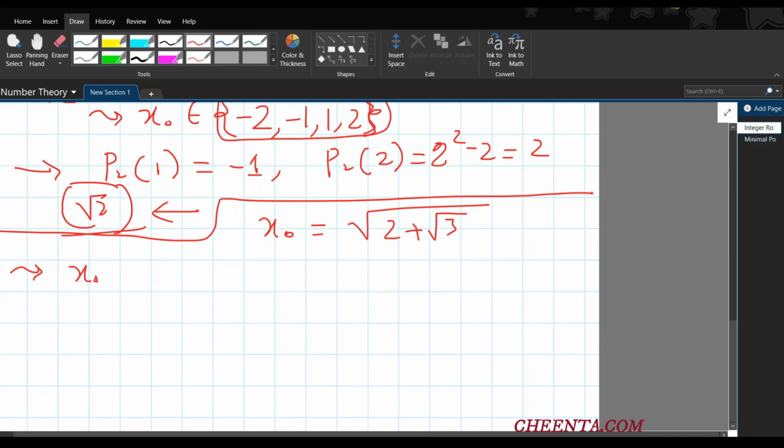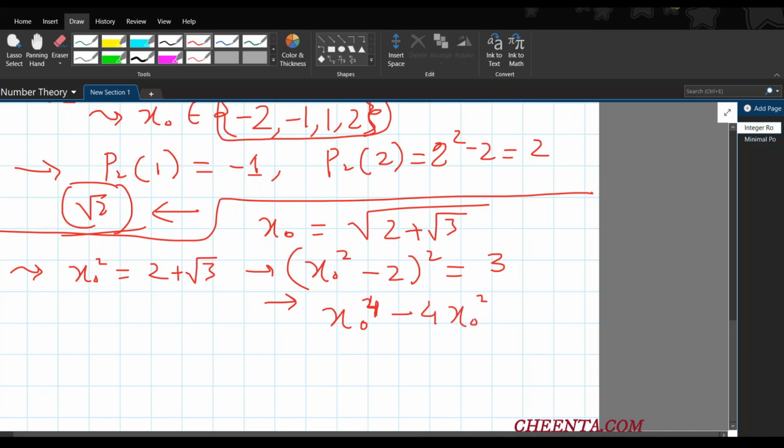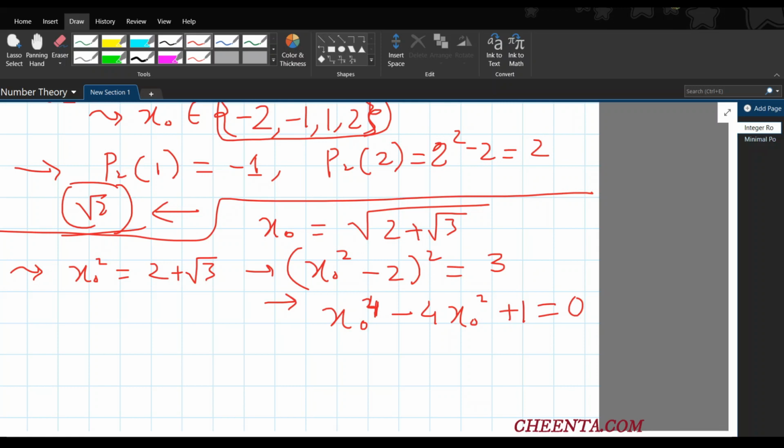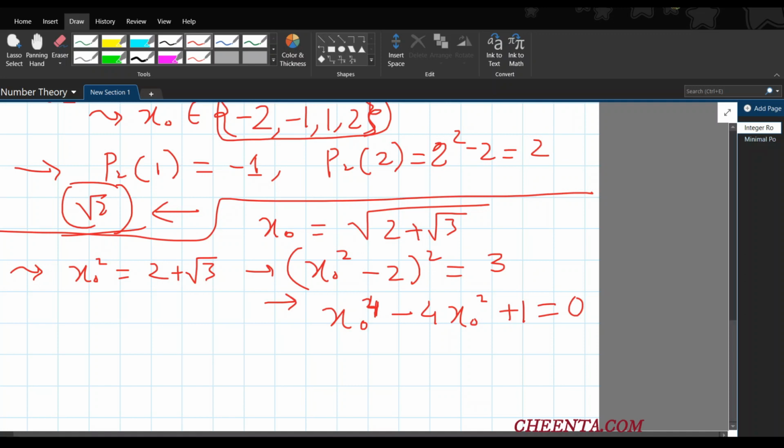I can take a square, and I will have an expression like this, and I can again move the 2 to this side and square, and I will have the equation x to the power 4 minus 4x squared plus 1 equals 0. So I have an equation like this. Here, if there is an integer solution x_0, then it must be an element of this particular set, because a_0 is 1 here.